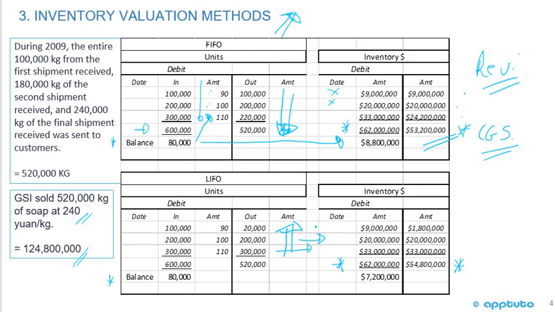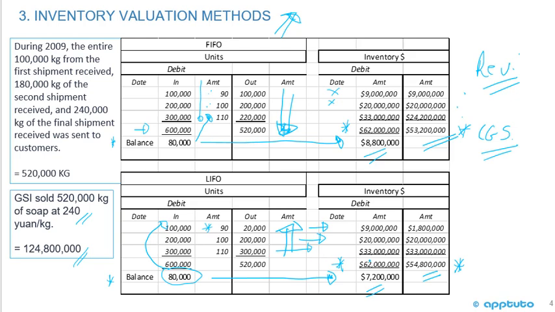That means we had 20,000 sold from the first purchase, and that means that the 80,000 sitting in inventory, because it's last in, first out, is from our earlier purchases, so it's the lower cost inventory. So we can see 80,000 times 90 is going to be 7.2 million. You can quickly see here that our ending inventory under LIFO is less and our cost of goods sold is more, because we're starting from the bottom, working our way up.